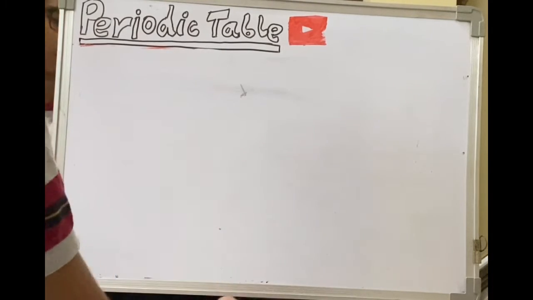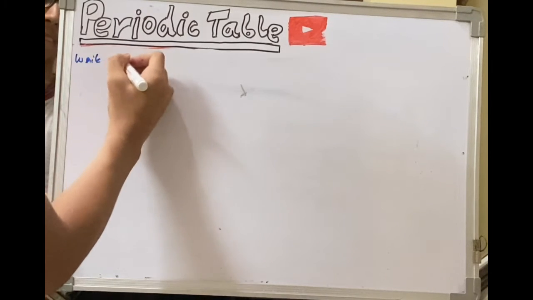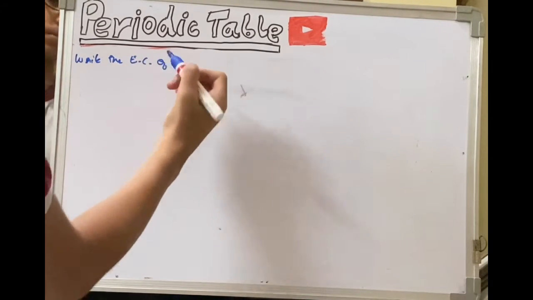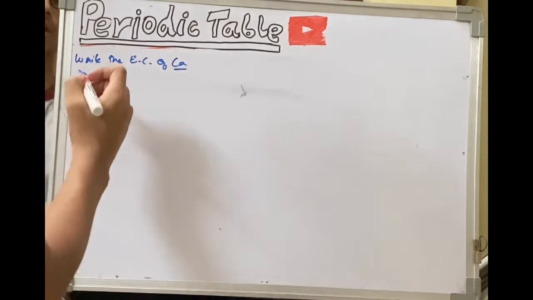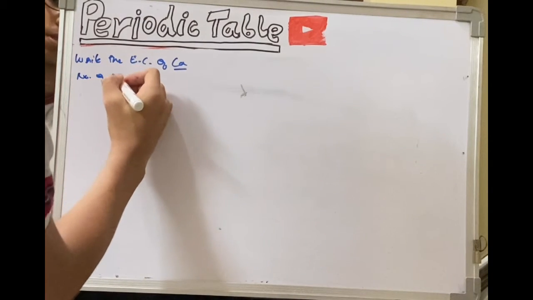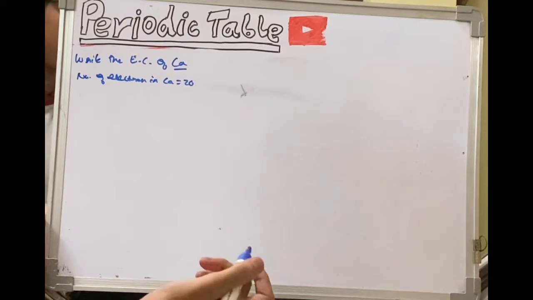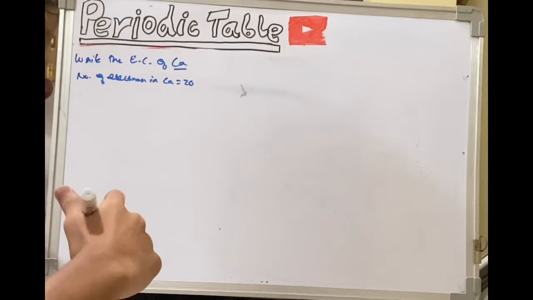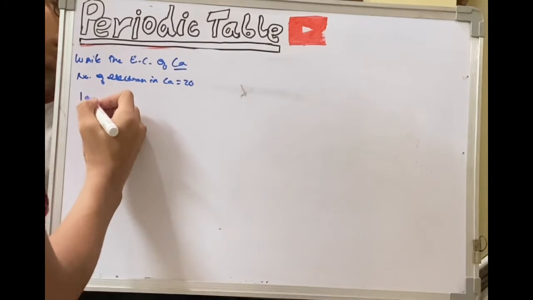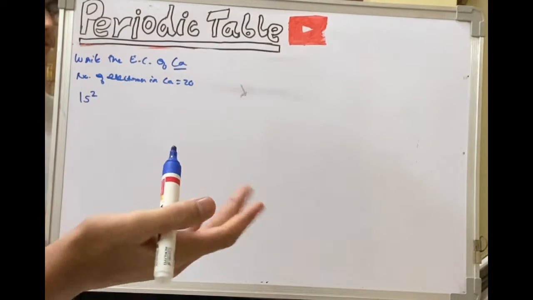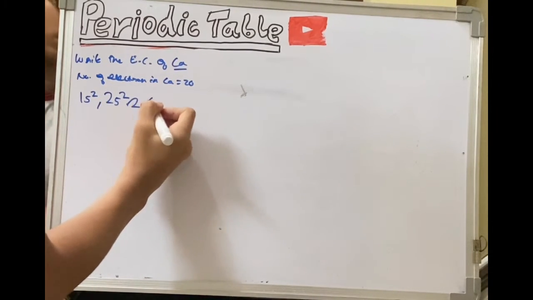Now we'll do some examples based on this to understand your learning. So write the EC of, let's say, calcium. We know that the number of electrons in Ca equals 20, right? So we'll do it in that manner. For the first shell, there are only 2 electrons, so it will be 1s2. We'll completely fill it. Then there will be 2s2, 2p6.